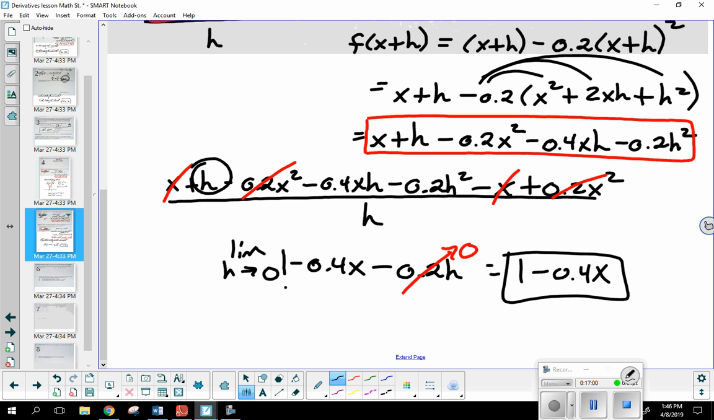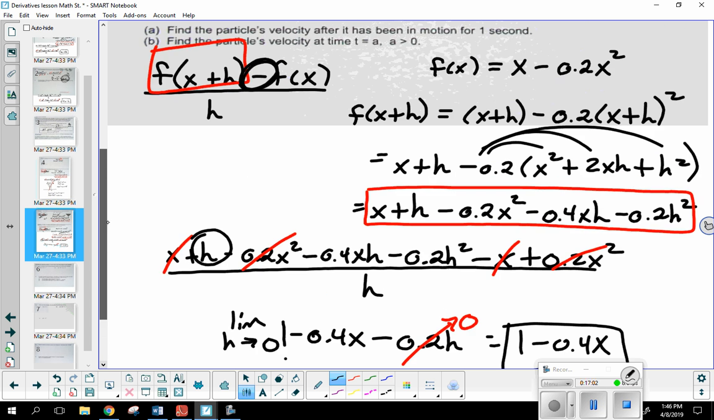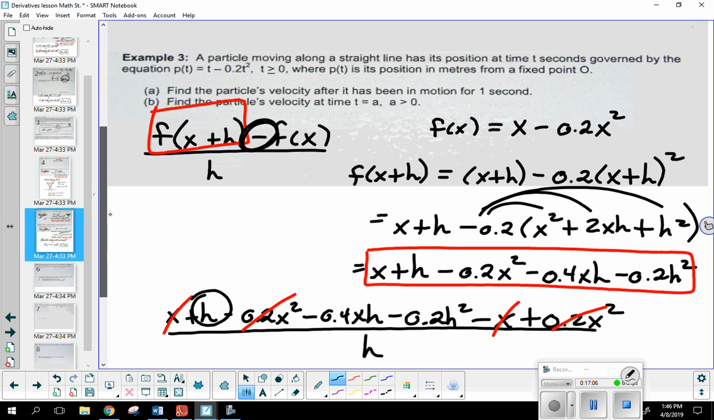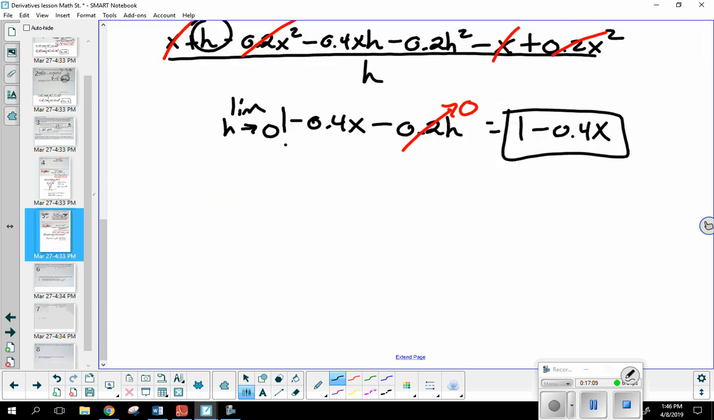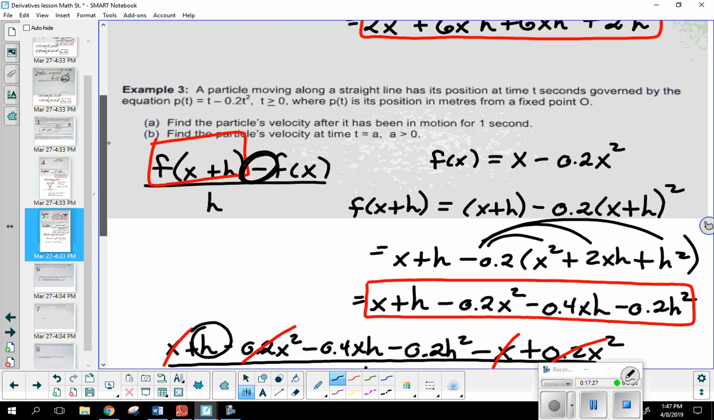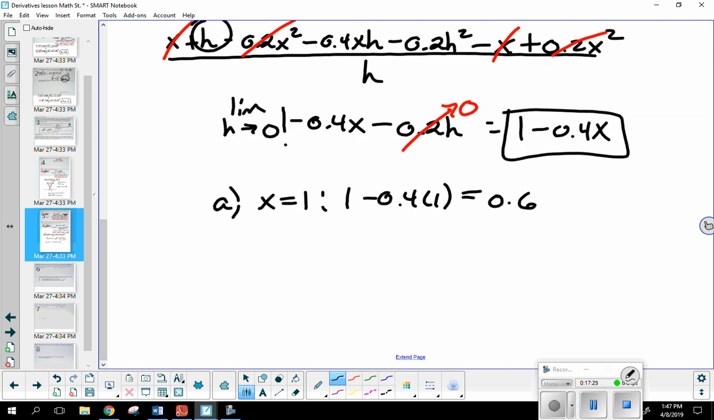Okay. Now, part A says find the particle's velocity after it's been in motion for 1 second. Okay. Well, that's easy enough. When t is equal, well, in this case, x. When x is equal to 1, 1 minus 0.4 times 1. So what would that be? 0.6. Okay. And what are we talking about here? Meters per second. There we go. Meters per second.